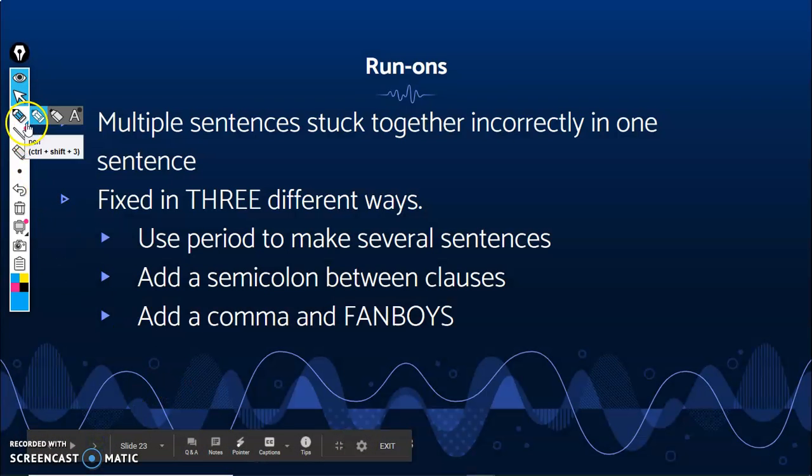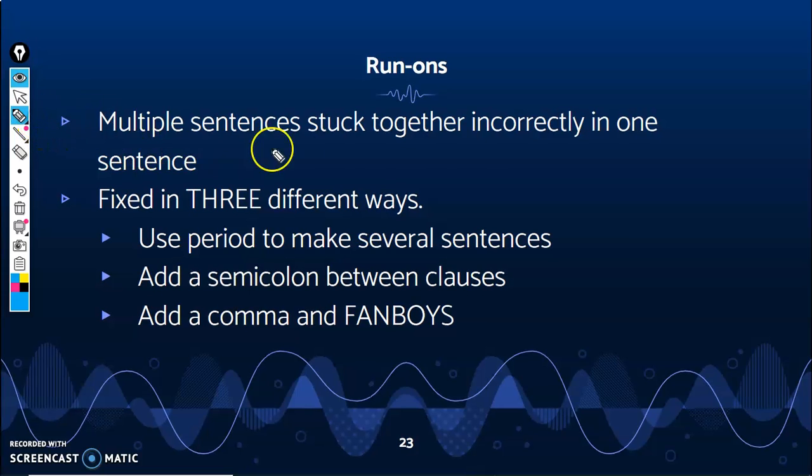Okay, so run-ons. A run-on is where multiple sentences are stuck together incorrectly in one sentence. So everything is smashed together. It's missing punctuation. It's missing conjunctions that help join the sentence together. You can fix this in one of 3 different ways. You can use a period to make it several different sentences. You can add a semicolon between clauses. So we talked about earlier that idea of the compound sentence and how you can join it with the semicolon, or you can join it with this third option, this comma and the fanboys. So you have these options on how to fix it, to make it either that compound sentence or to make it that complex sentence, or in some cases the compound-complex, depending on the wording that's there. So making sure that you're using the correct conjunctions and the correct punctuation to fix it.